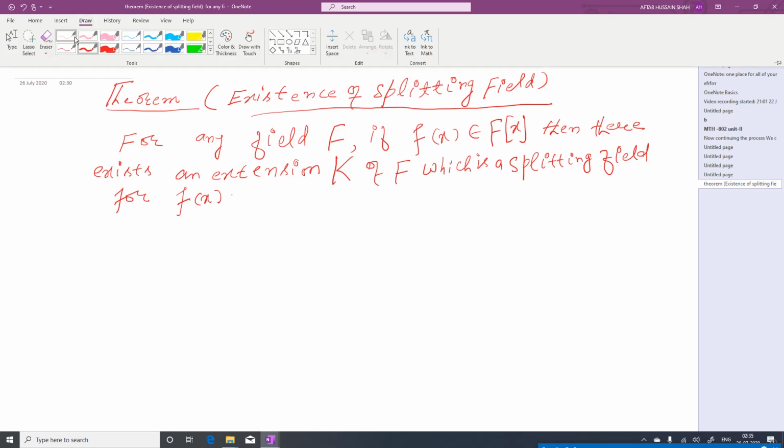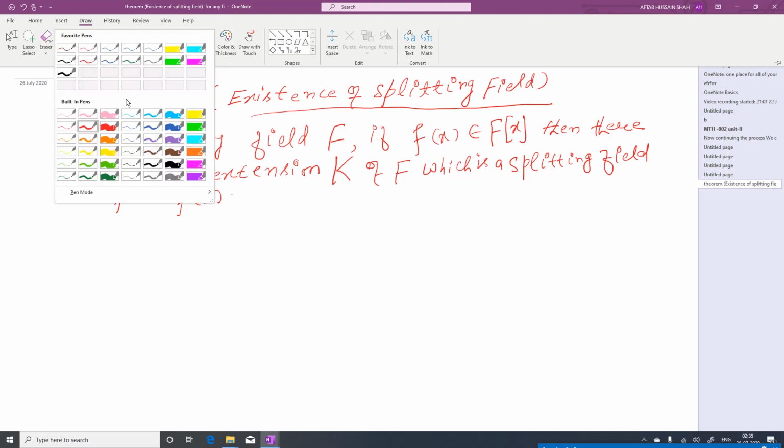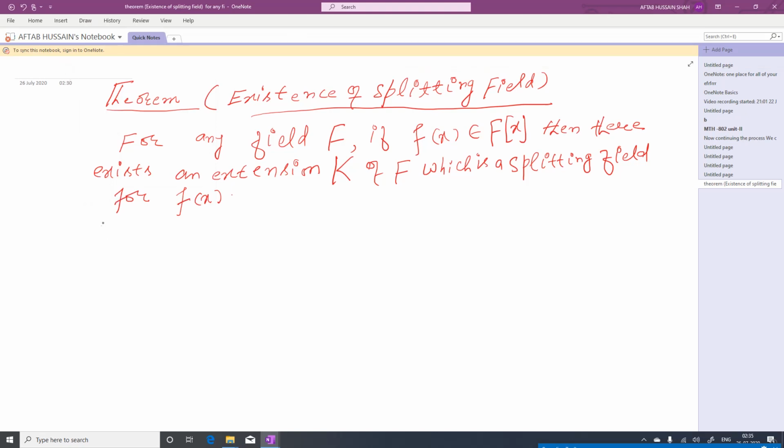Now, let us look at the proof of this theorem. The proof would be simple. We have already given a hint of the existence of a field which contains all the roots. So, we have a similar idea here.